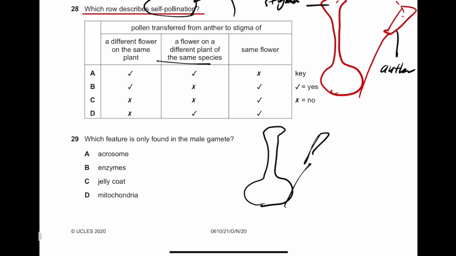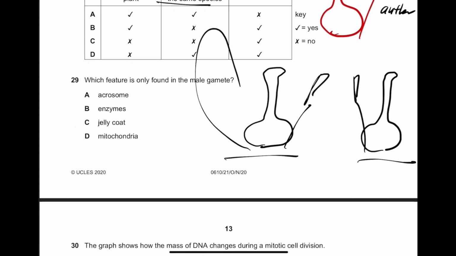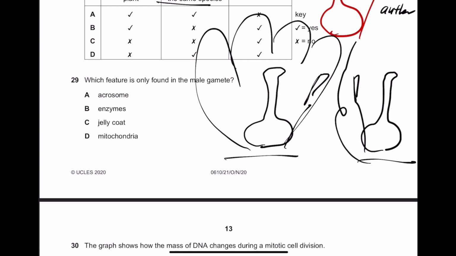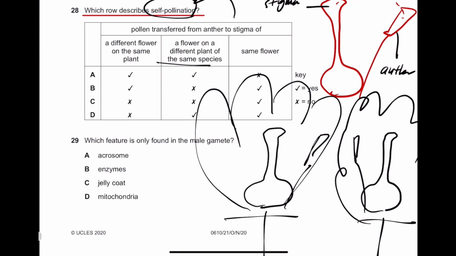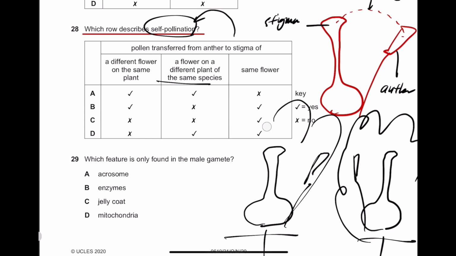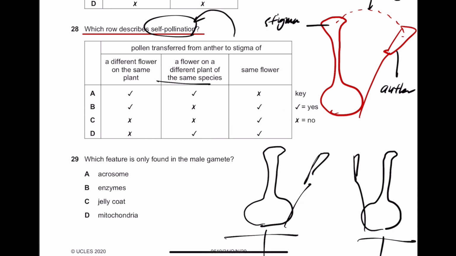Different plant of the same species means they are the same species, but they are different flowers or different plants. So they have exactly different genetic information. They have different genes. So the second one means that the pollen is moving from here to here. This one refers to this. So it's not self-pollination. This is cross-pollination.